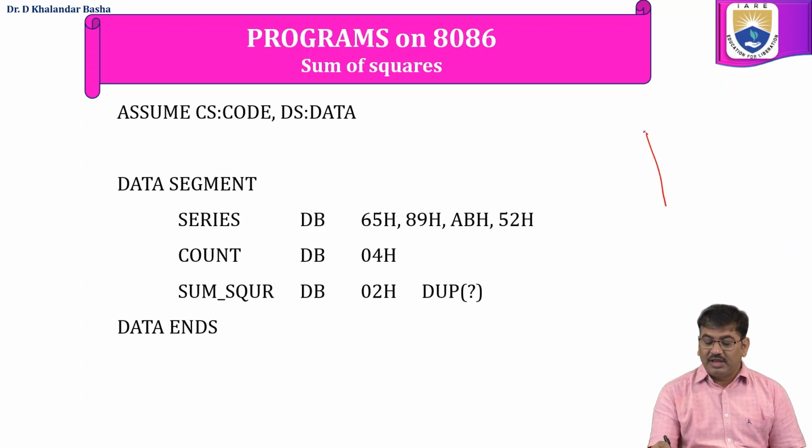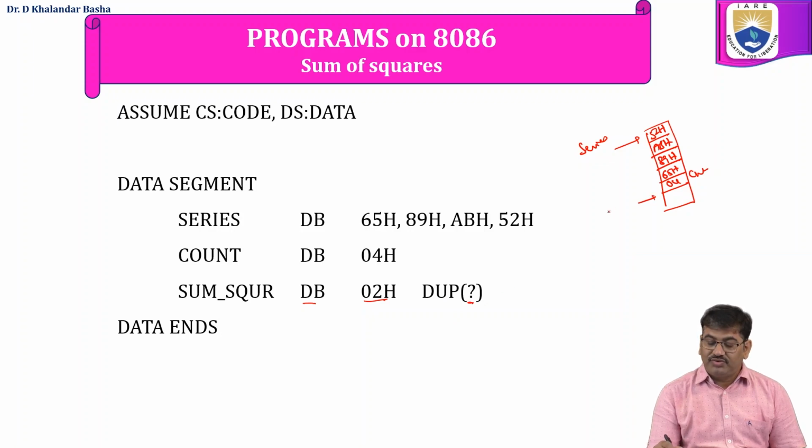So in the memory, the data will be stored in this fashion. In the first location 52H, the next memory location ABH, next location 89H, next location 65H. This will be pointed with the variable name series. After that, we are going to define a count. The count is 04. After that, we are reserving two memory locations of 8 bits uninitialized.